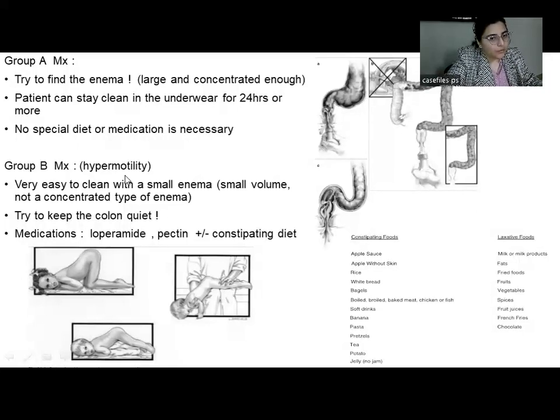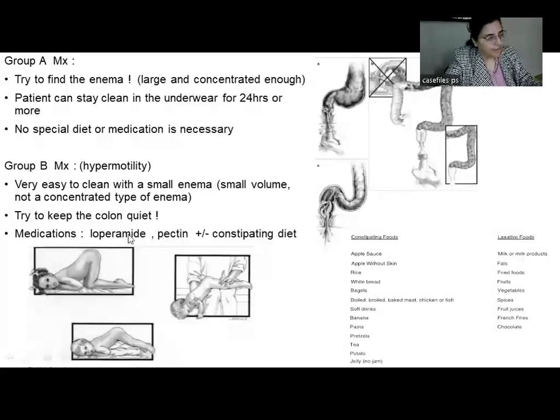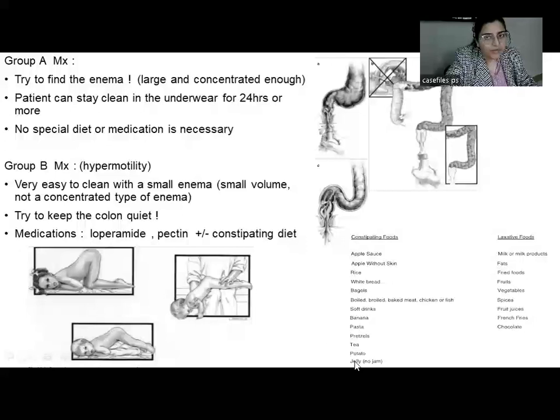The second group is the group which suffers from hypermotility of the colon. These colons are very easy to clean with a small amount of enema. They don't need a large volume, they just need a small volume, which might not even be concentrated enough. The aim is to keep the colon quiet. In this set of patients, giving loperamide or pectin or giving a constipating diet might have some role. We have to advise them that certain food products like bananas or potatoes have to be included to decrease the colonic motility.